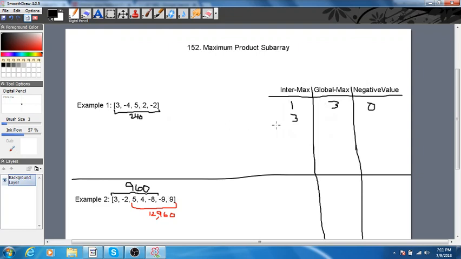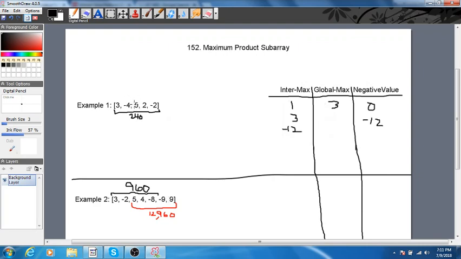Then you see negative 4. 3 times negative 4 is negative 12. Negative 12 is less than the global max, so the global max stays the same. But you want to keep track of this negative 12, so you put it in your negative value holder. The reason is that you don't know if there's going to be another negative value coming later on, before you hit a 0 to be more specific, and you want to keep track of this 12 because you're going to start over.